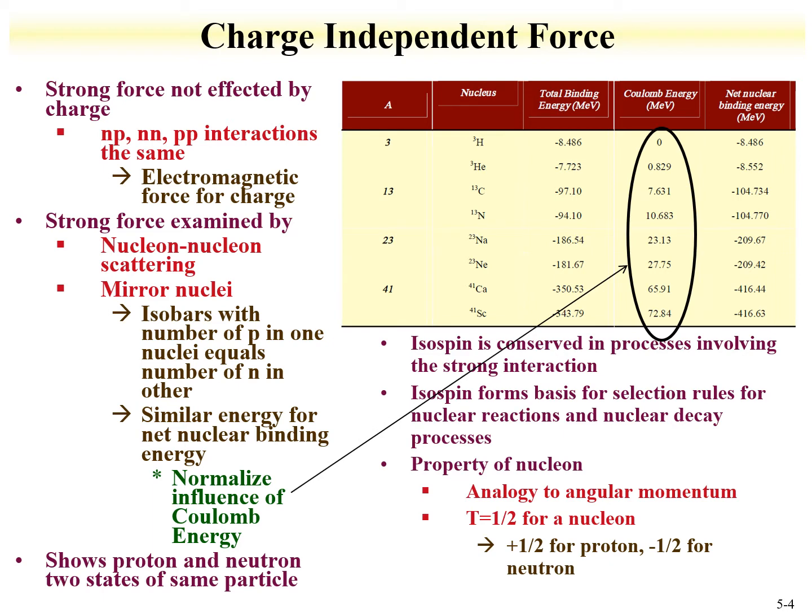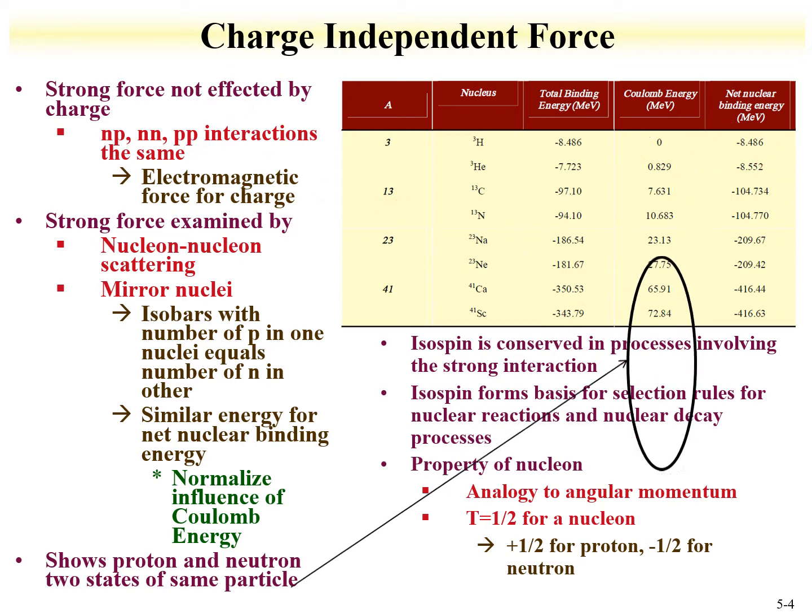So we have total binding energy, and here's the net Coulomb energy. As we can see, for something like tritium, there's only one proton, so the Coulomb energy from that would be 0. For the other nuclei, we have Coulomb energies that are calculated based upon the number of protons in the nuclei. What this shows, if we take the total binding energy and compare it with the Coulomb energy, is that the net nuclear binding energy is very similar based upon the total number of nucleons in a given nucleus. And this can be used to show that protons and neutrons can be considered two states of the same particle.